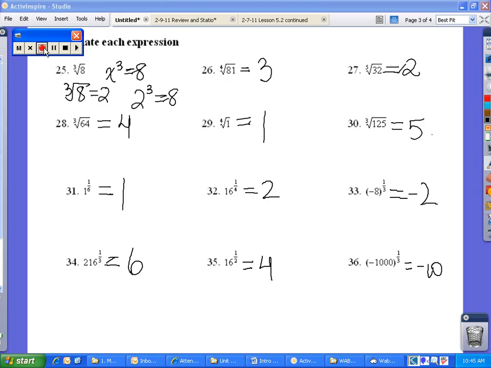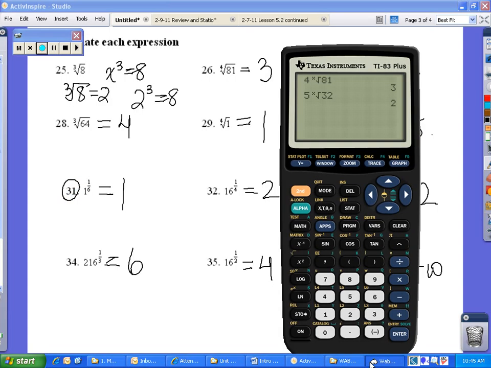So you want to just continue working on those and putting those in. Once you get to number 31, that is where you're actually going to use the 1 with the caret. So you're going to put in 1 caret, parentheses 1 divided by 3, and that will give you the 1/3 power. Press enter and then you'll get 1.